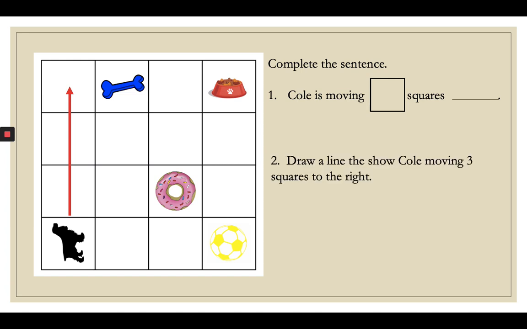Okay, question 2. Draw a line to show Cole moving 3 squares to the right. So remember, draw your left and your right at the top of the grid if you need that to help, just like we did yesterday.